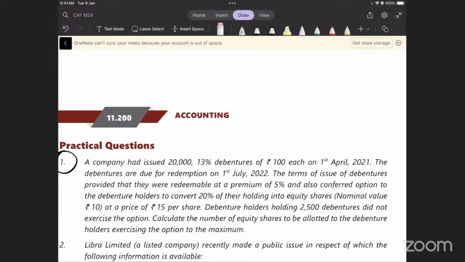Do it yourself. Read the question. The company had issued 20,000. I will read the question for you. A company had issued 20,000 13% debentures of 100 each on 1st April 2021.